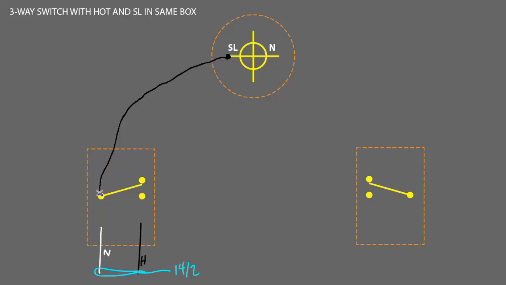And let's go ahead and connect it to the switch because we know that we have to have, for a three-way to work, our switch leg on one side and our hot on the other. And we'll see how we're going to get our hot over there in just a minute.